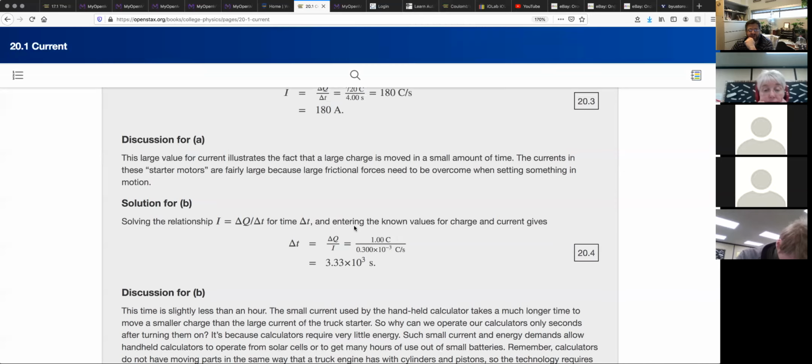Well, we just solve the equation for time, and we get time equals charge over current. 1 coulomb over 0.3 milliamps, which is 0.3 times 10 to the minus 3 amps. And we get 3.3 times 10 to the 3 seconds, right? So you'd have to use your calculator for a whole hour to get 1 coulomb of charge to go through it.